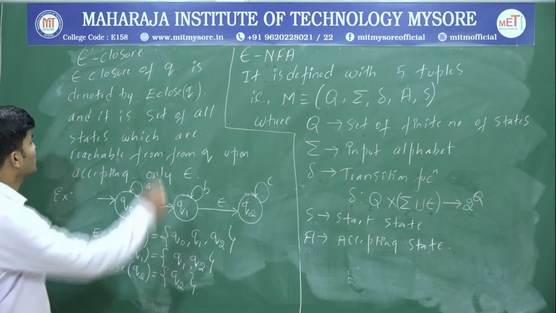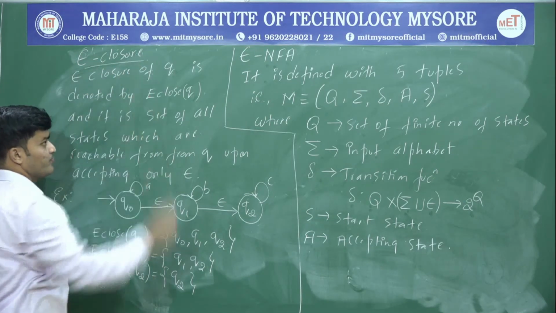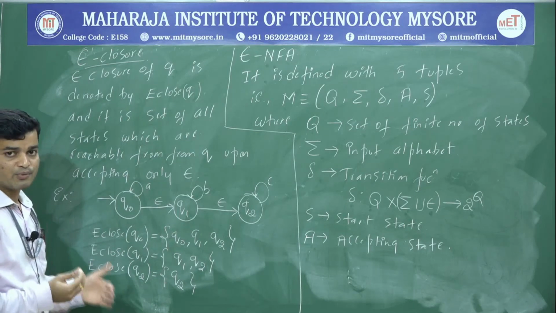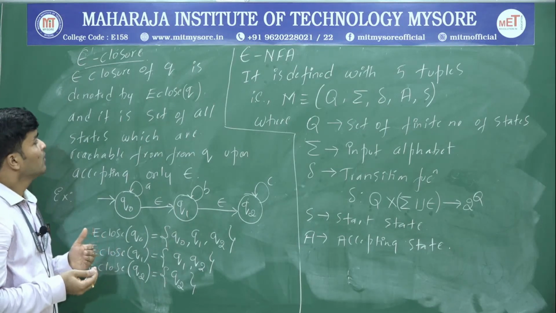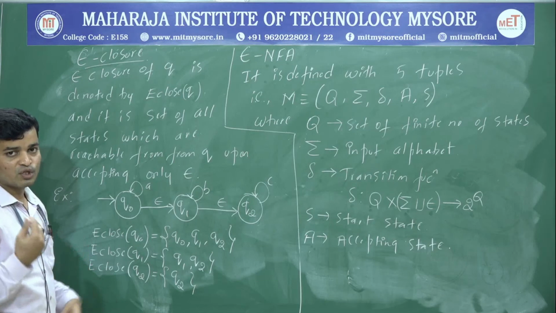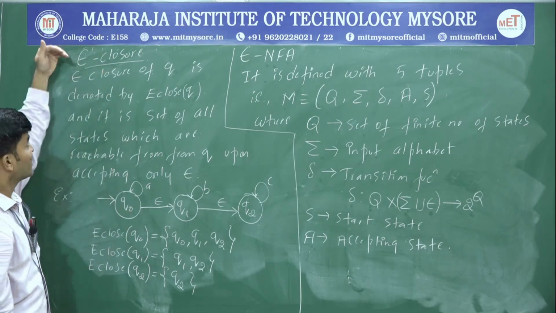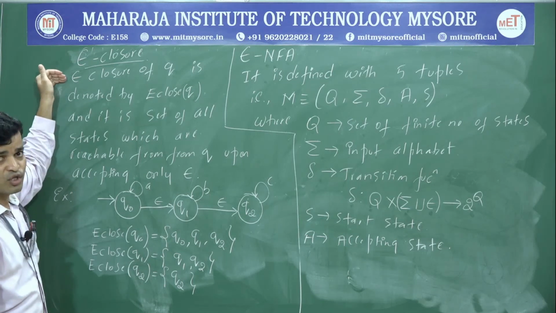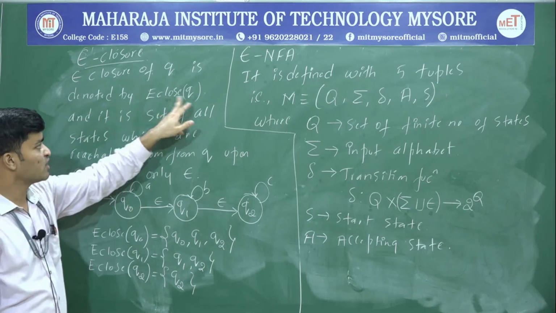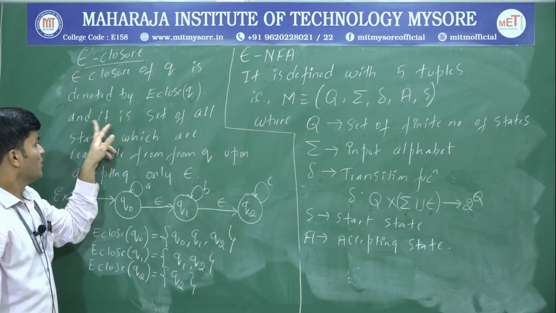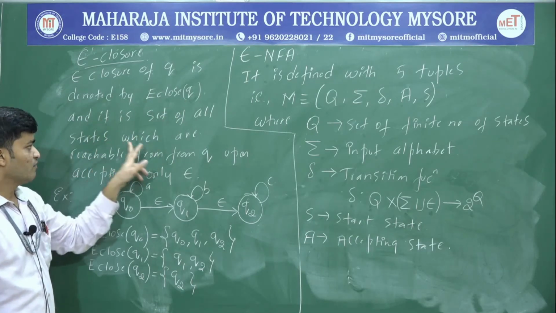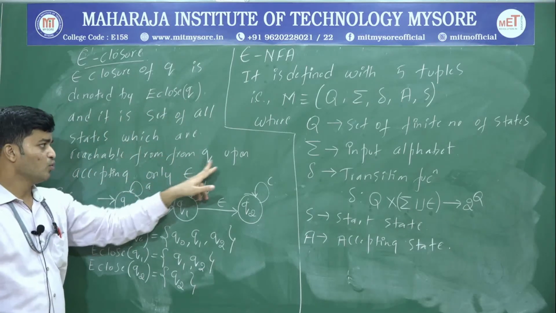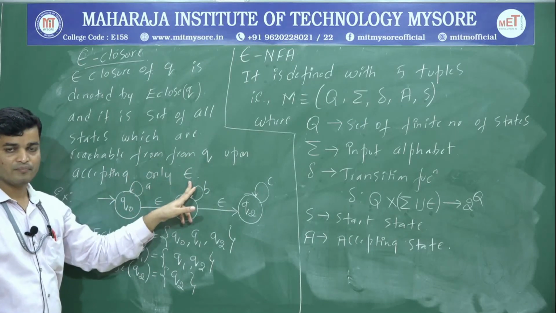Okay. So while converting an epsilon NFA to a DFA, we will use one property, and that property is called epsilon closure. So we are going to convert an epsilon NFA into a DFA. While converting, we are going to use one property called epsilon closure. So what is that epsilon closure? Epsilon closure of Q, it is denoted by E closure of Q. It is a set of all states which are reachable from Q upon accepting only epsilon.